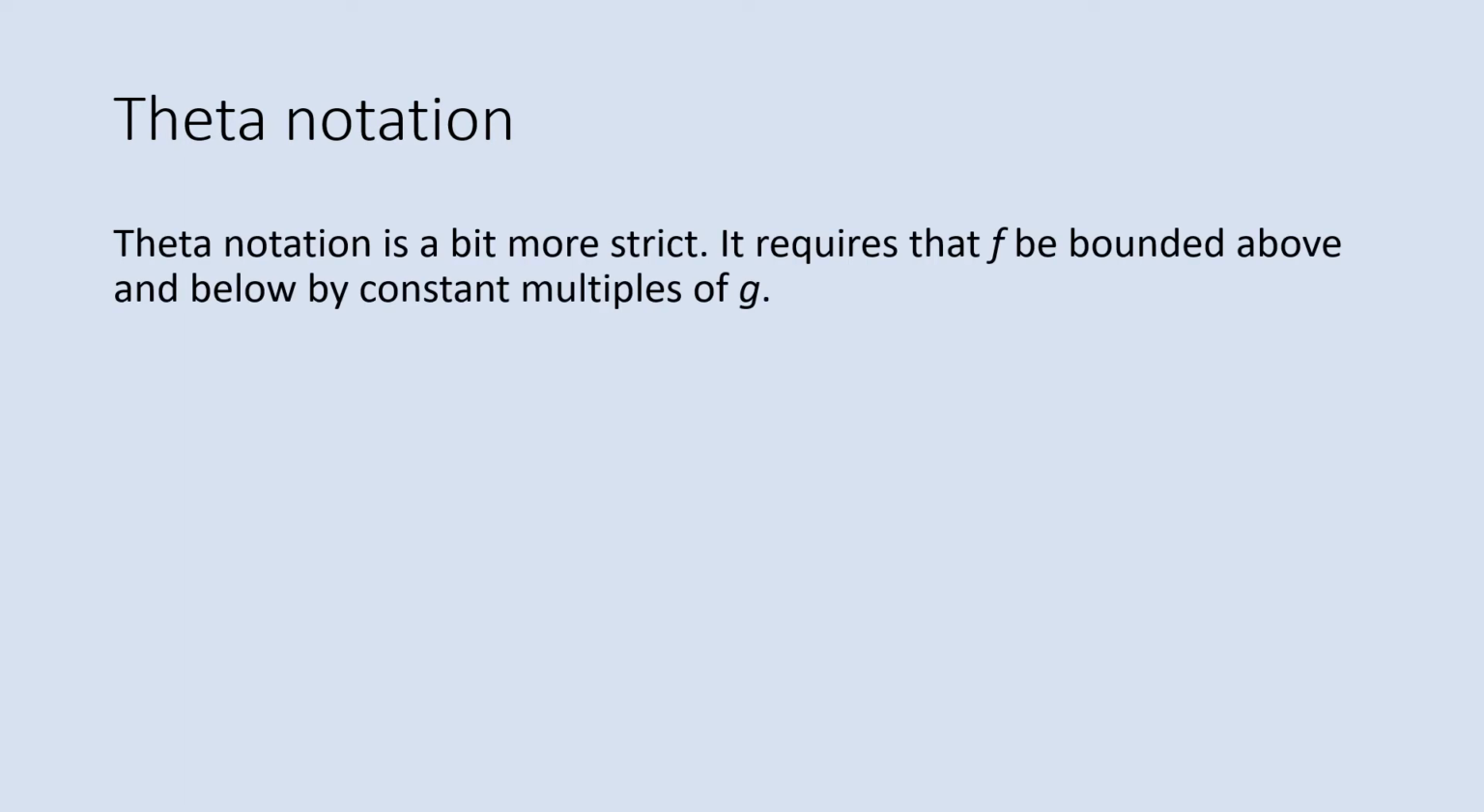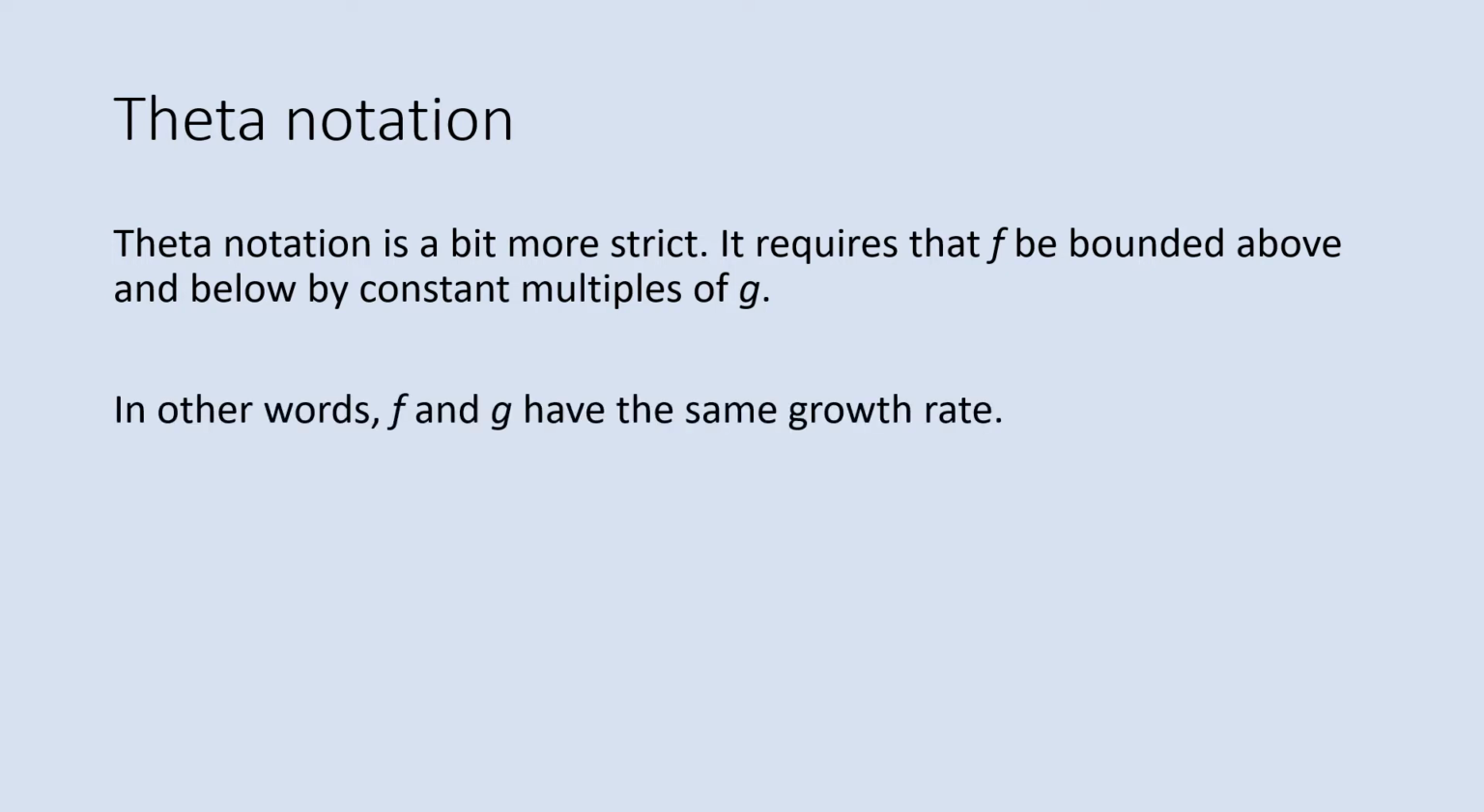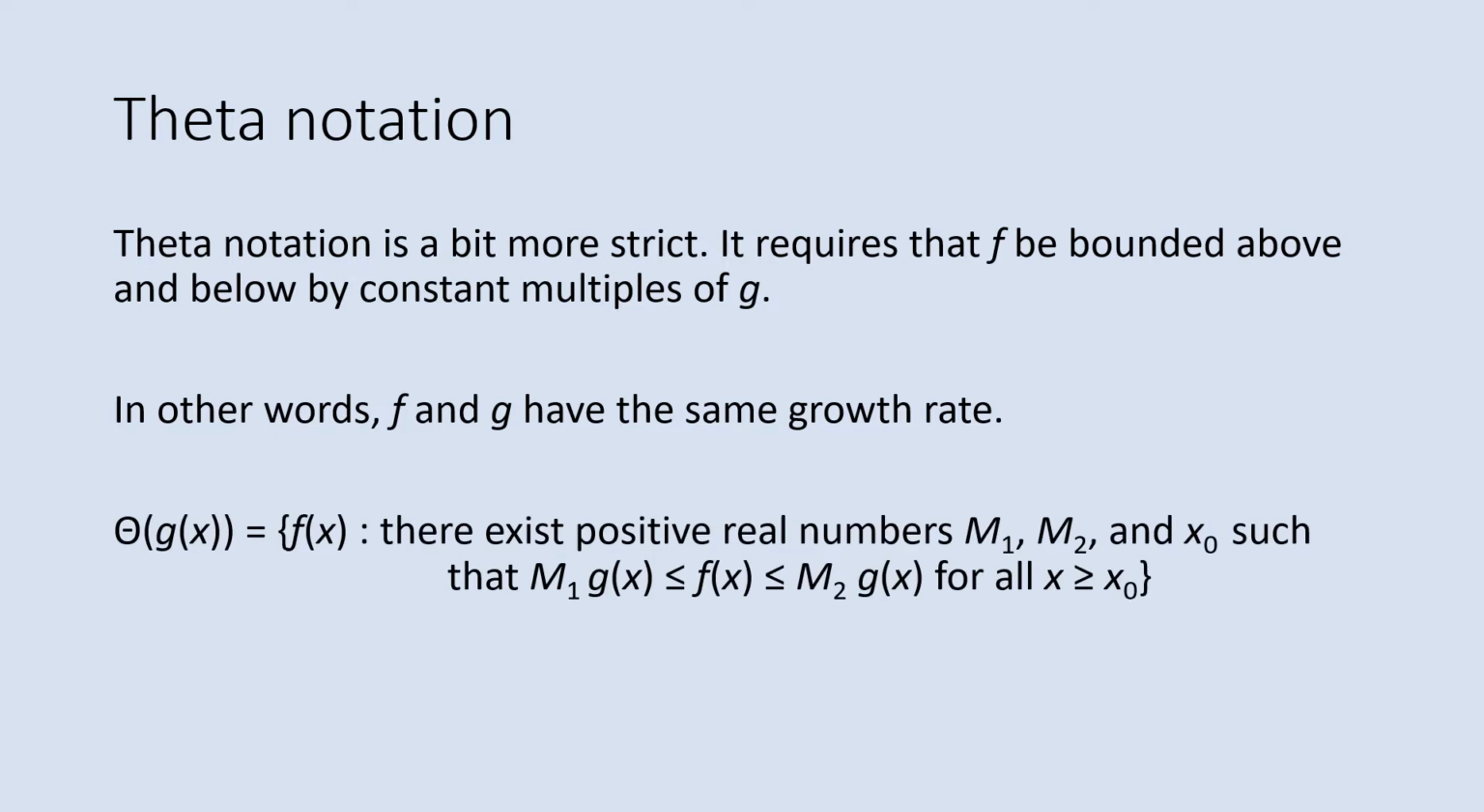There's another notation that's really useful called theta notation. It requires that f be bounded above and below by constant multiples of g. So f and g have the same growth rate. In the previous case, g could have the same growth rate as f, but the idea is that g grows faster than f.